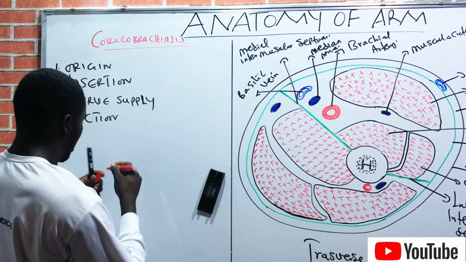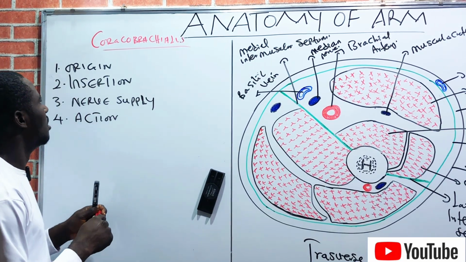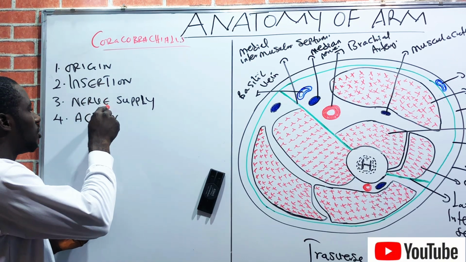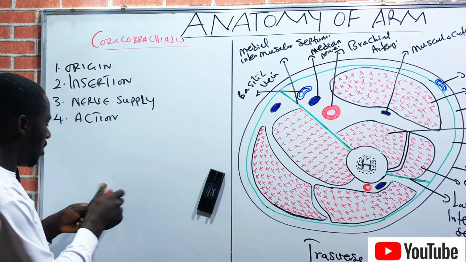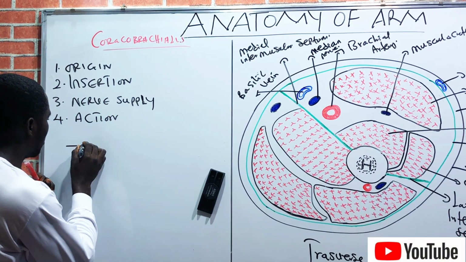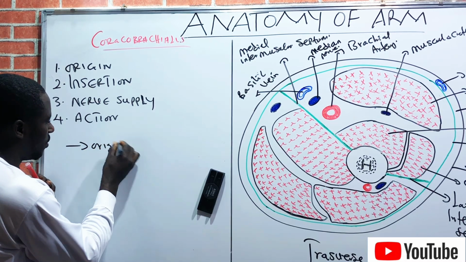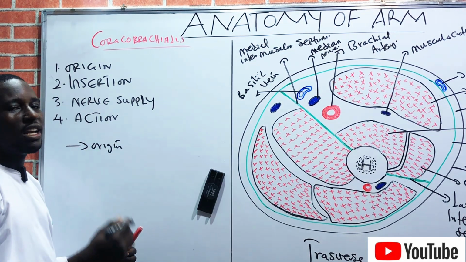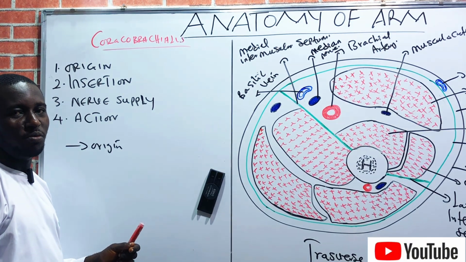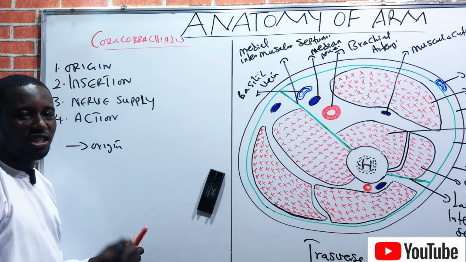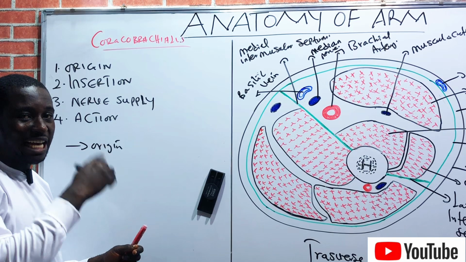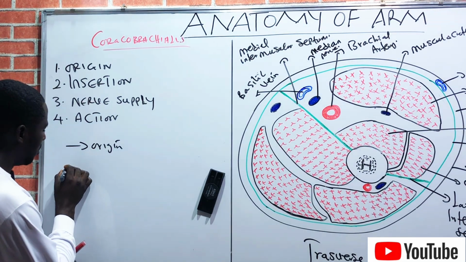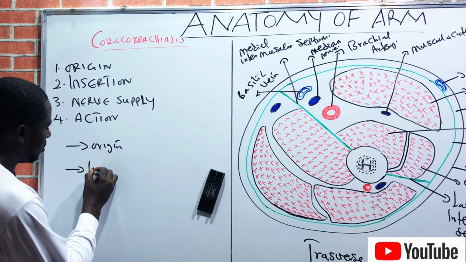We'll be discussing the coracobrachialis based on these headings: the origin, the insertion, nerve supply, and action. First is the origin. What is the origin of the coracobrachialis? Recall that the coracobrachialis originates from the tip of the coracoid process of the scapula, alongside the short head of the biceps brachii. That is the origin.